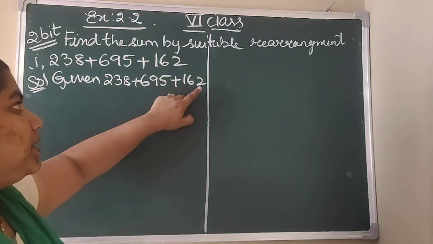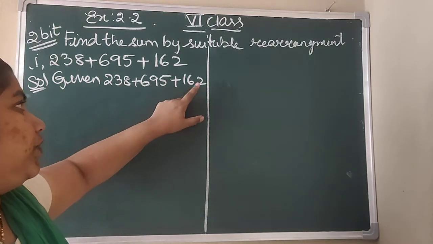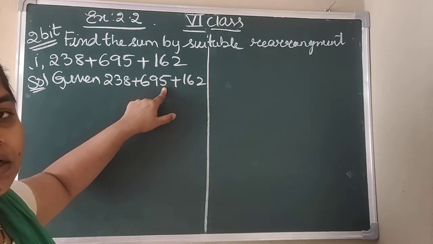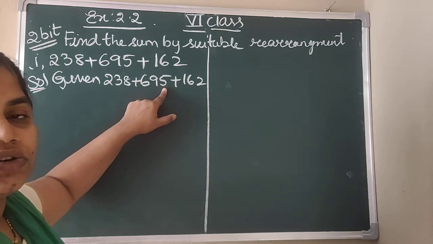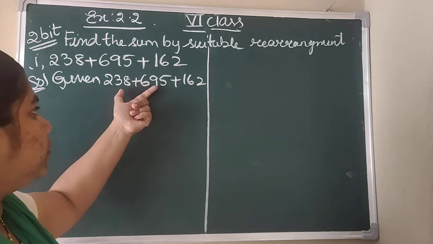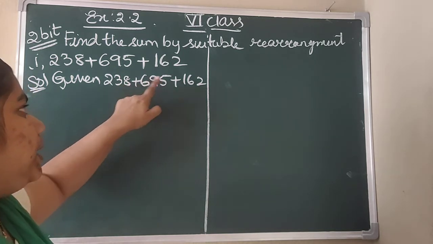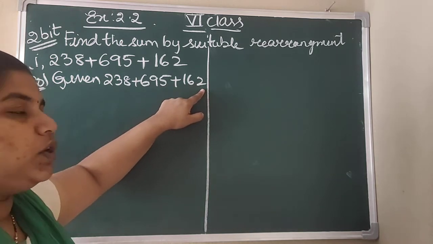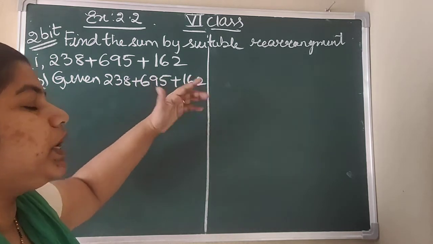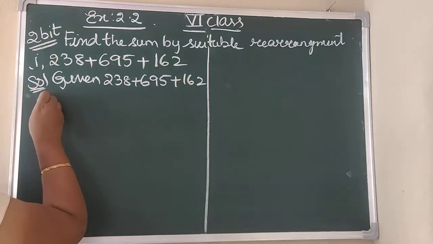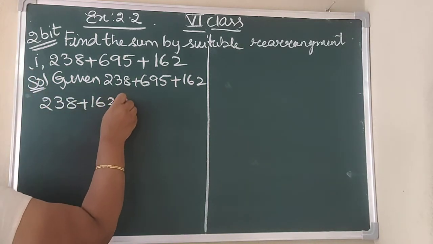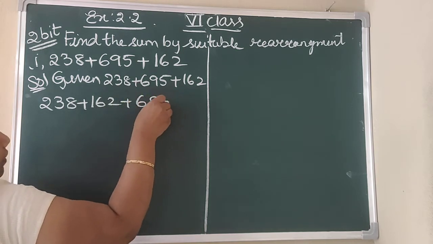So 5 plus 2 is how much? 7. So we can't rearrange these two. 8 plus 5 is how much? 13. 13 means it is not getting 0, so we can't arrange these two either. 8 plus 2 is how much? 10. So the units place you are getting as 0, so we have to bring these two terms together. What can we write here? 238 plus 162 plus 695.